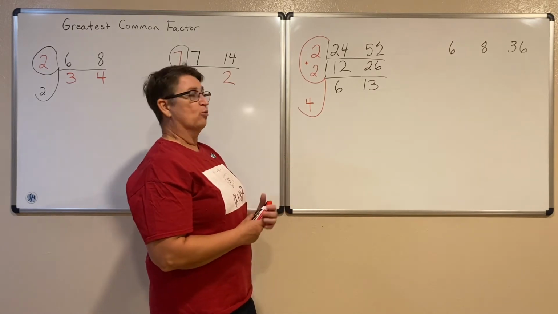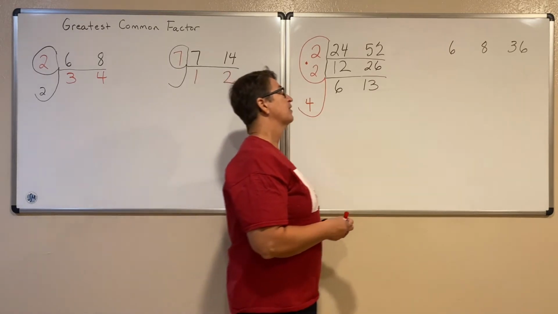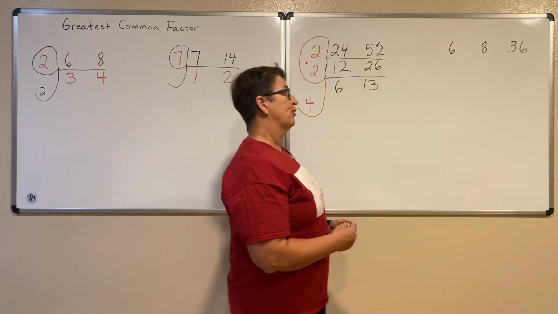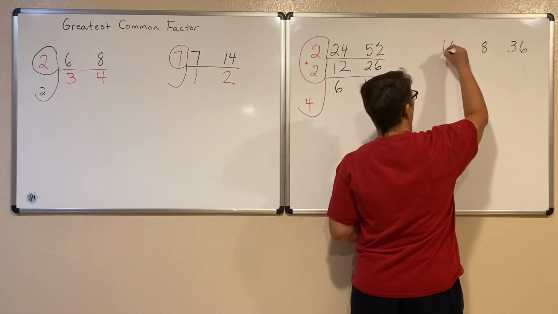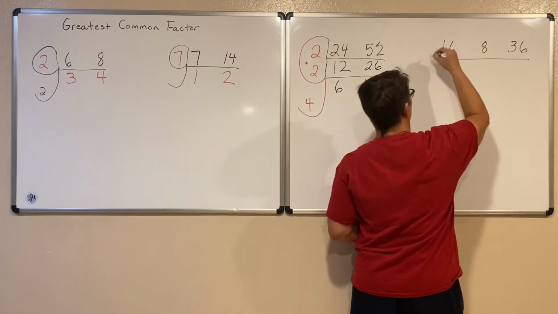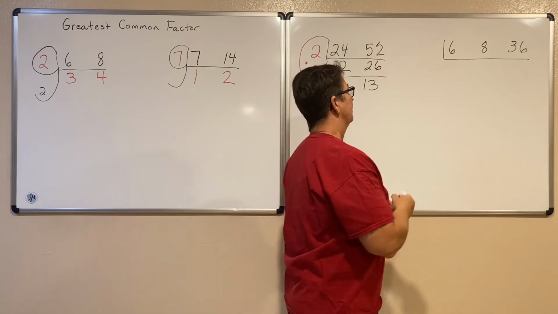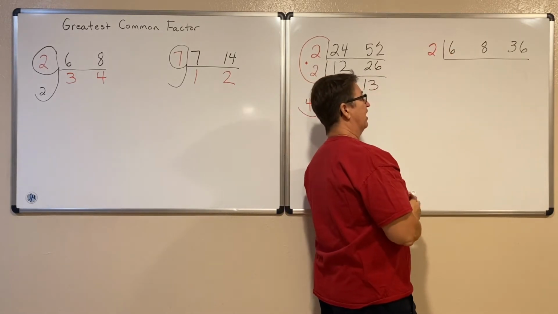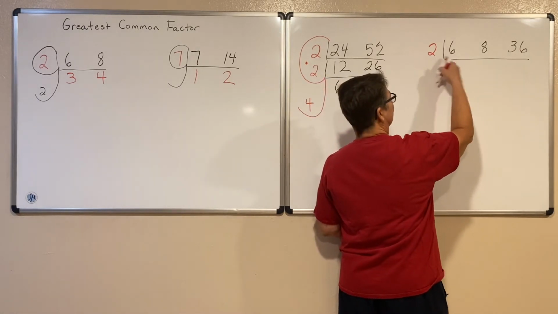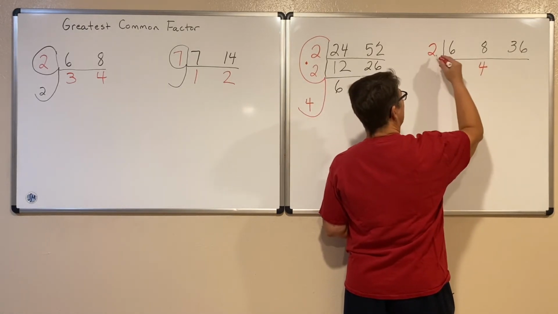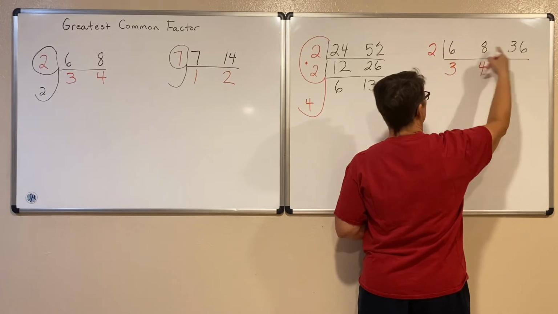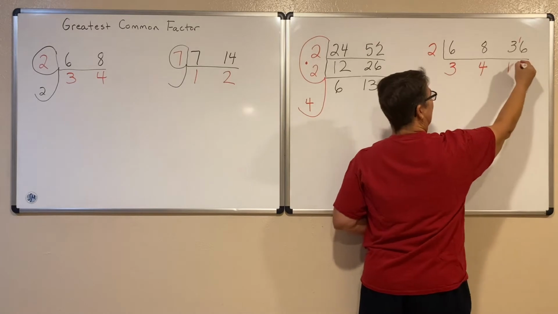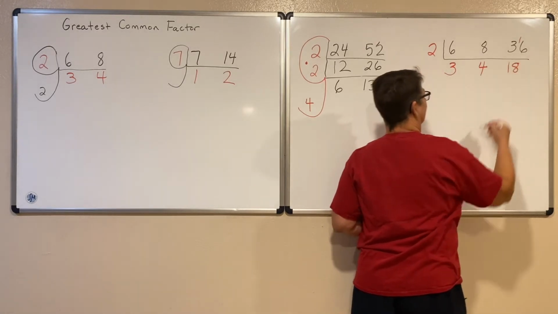Let's do one more with 3 numbers. Again, I'm just looking for a number that will go into all 3 numbers. So they're all 3 even, so I'm going to do 2 again. 2 goes into all 3 numbers. 2 goes into 6 3 times. 2 goes into 8 4 times. And 2 goes into 36. Well, 2 goes into 3 1 time with 1 left over. 2 goes into 16 8 times.